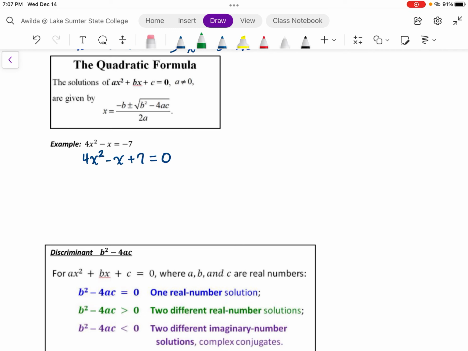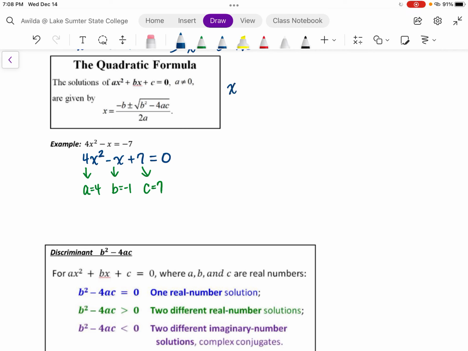Carefully, let's identify what a, b, and c stand for. A here is equal to 4. B here is equal to the coefficient of x, which is -1. And c here is equal to +7. So using the quadratic formula, we're going to substitute these three real numbers very carefully.